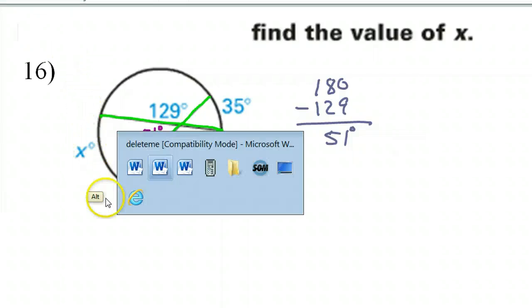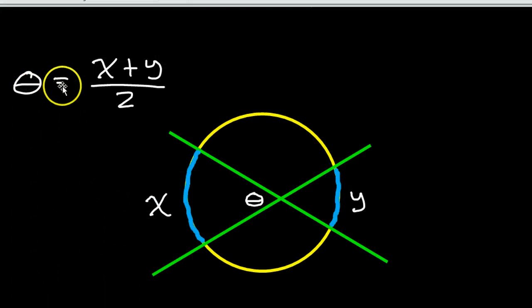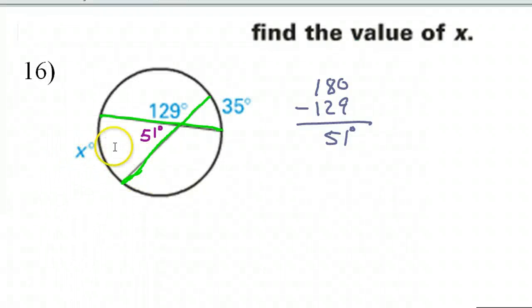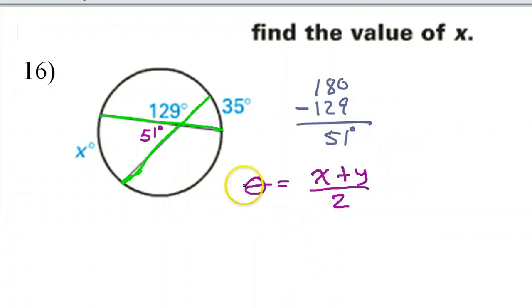So, now notice, it's the angle equals arc plus arc divided by 2. Angle comes first. So what part of this is the angle that I'm talking about? It's the 51. So when I set this up, angle is equal to arc plus arc divided by 2. Pay attention to what goes where. 51 is the angle, so I go 51 equals arc, that's x, plus arc, that's 35, divided by 2.